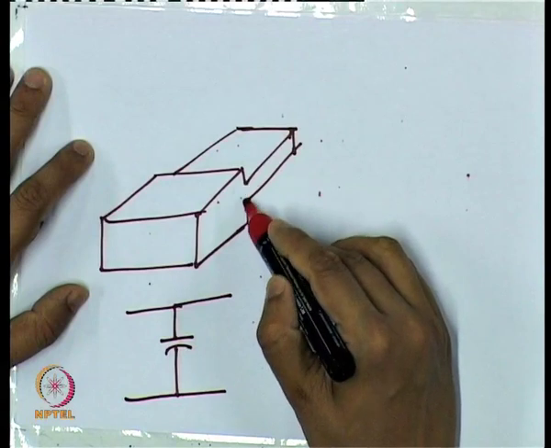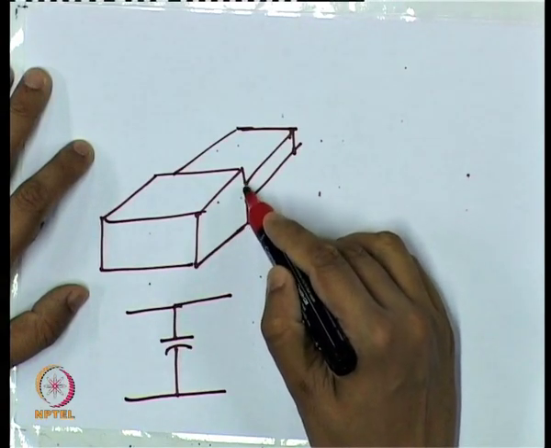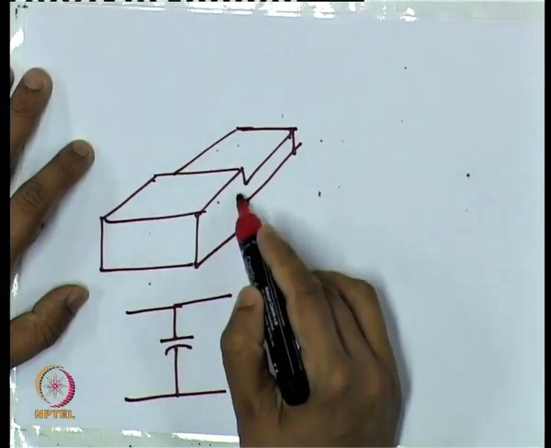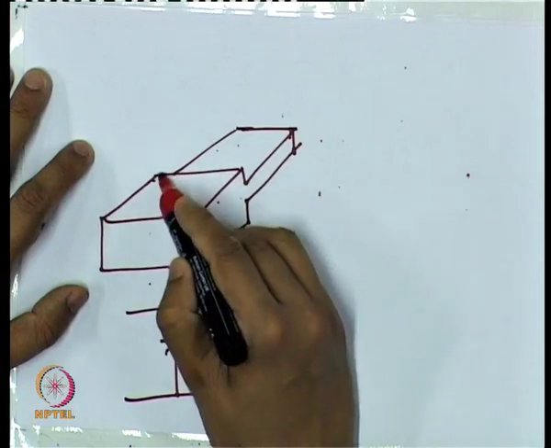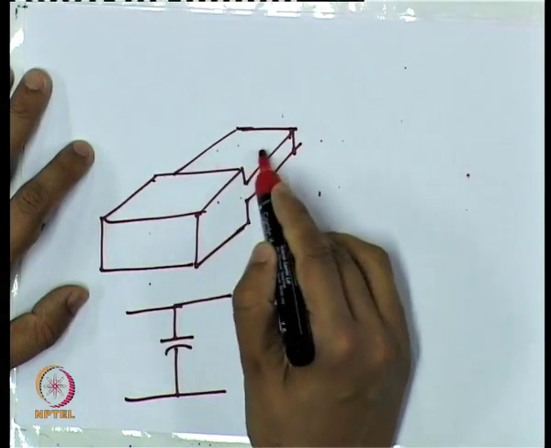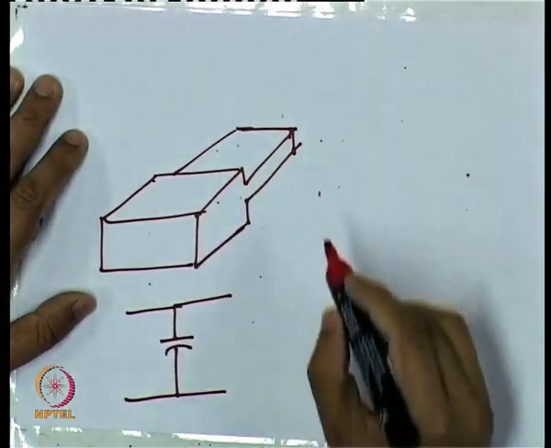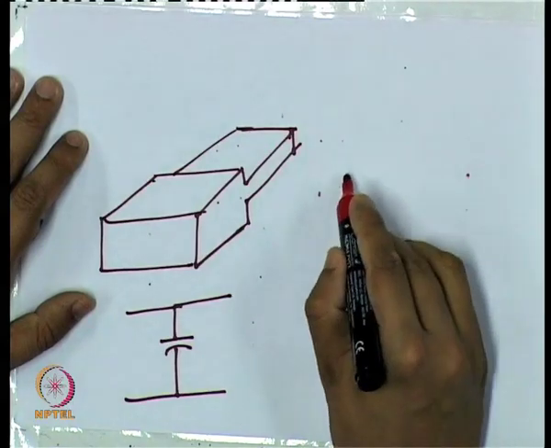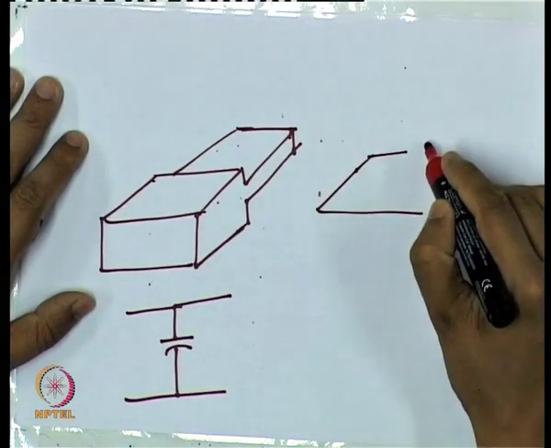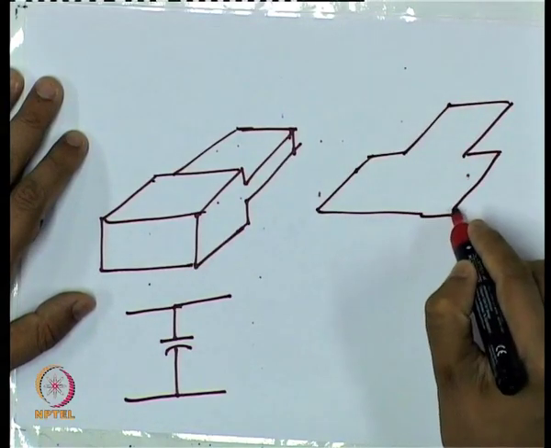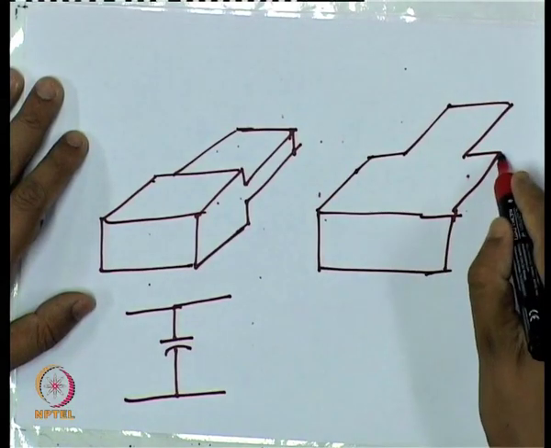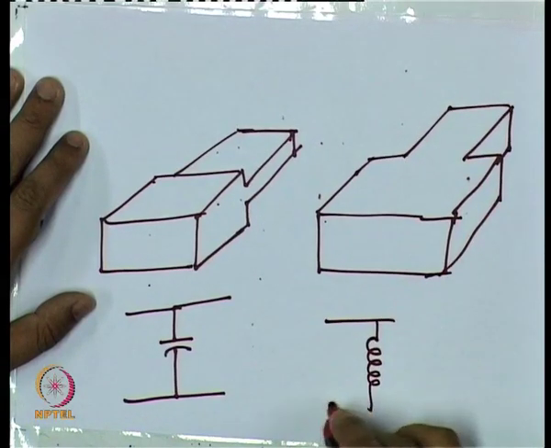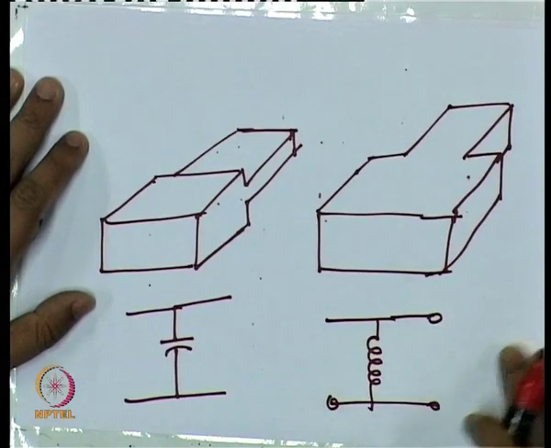Here the discontinuity is along the edge which is the lesser width of the two. So, this is one edge, this is another edge. This edge has the lesser width and this discontinuity is along that edge. The length or width of the other, the broader edge, remains the same. Now, if we do it the other way, that is, if the discontinuity is along the broader edge rather than the thinner edge, then it will look something like this. And that will actually be an inductive effect. So that can be modeled by this shunt inductor.